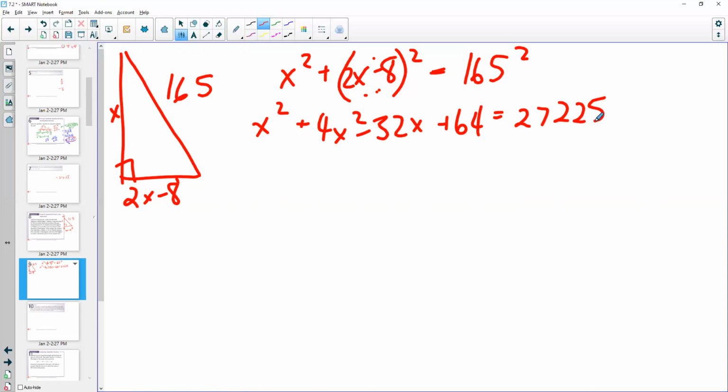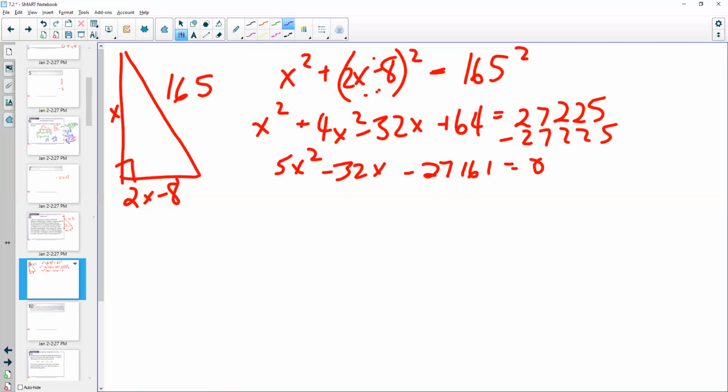So combine like terms. I get 5x squared minus 32x minus 27,161 equals 0. This is not something I have any intention of factoring. This is an example where you look at this and you go like, oh yeah, no, I totally know the factors of 27,161. Not in a million years, okay? So this is an instance where you go like, quadratic formula, you are here for me.